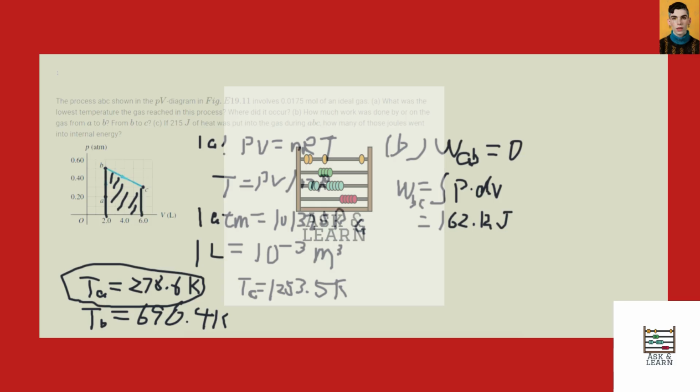For part C, we need to utilize the first law of thermodynamics, which is the work equals heat into the system minus delta U, where delta U is the change of internal energy. So delta U is given as Q minus W.